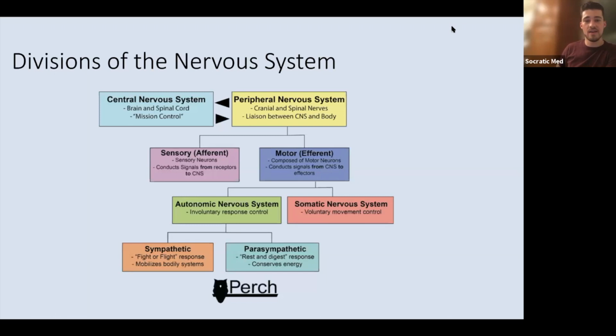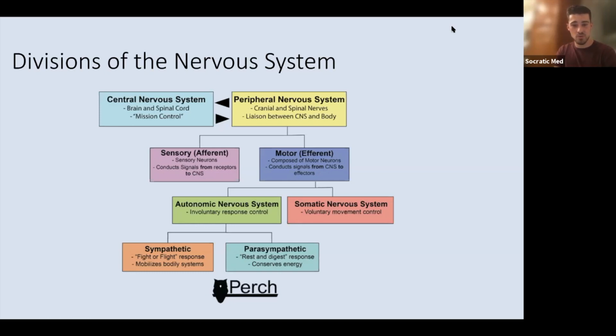So here is a flow chart of the nervous systems. The central nervous system is off to the left. Obviously, there's nothing branching off of it because, as this says, it's mission control. There are no significant ways to further divide the central nervous system. But the peripheral nervous system, because it's much larger and it has a lot of functions, there are a lot of subcategories we can divide it into.